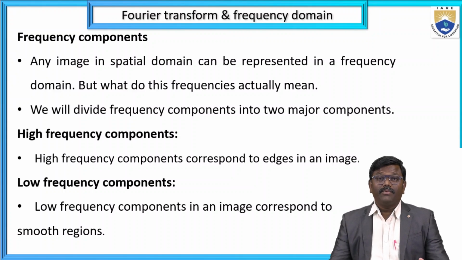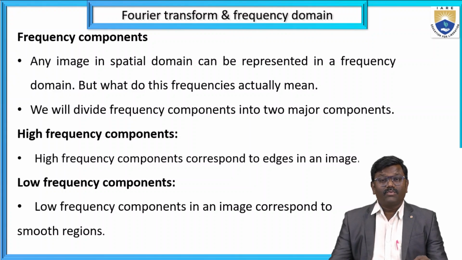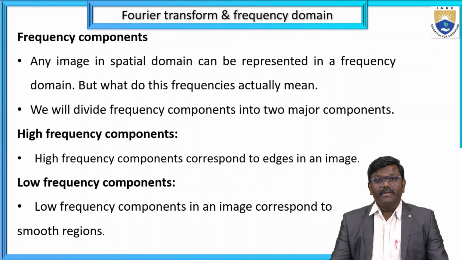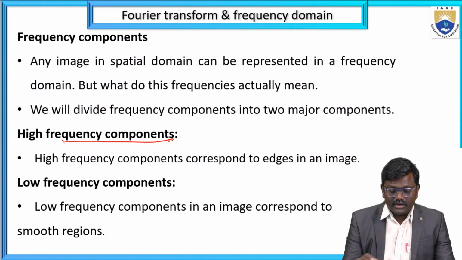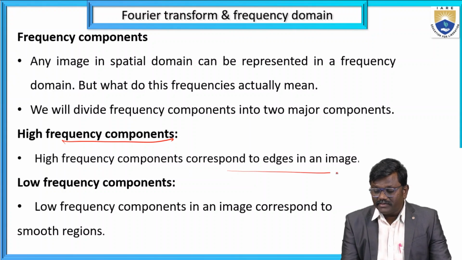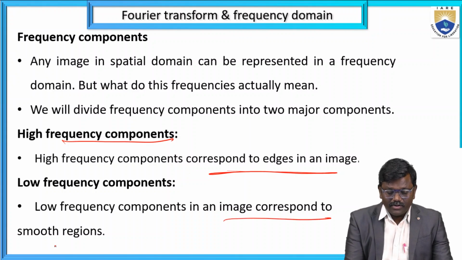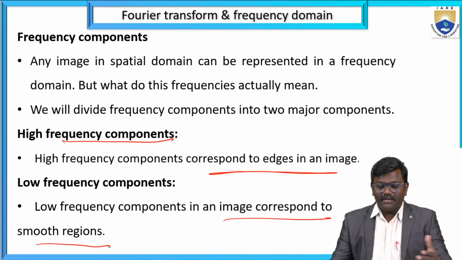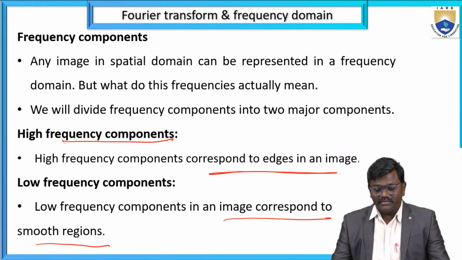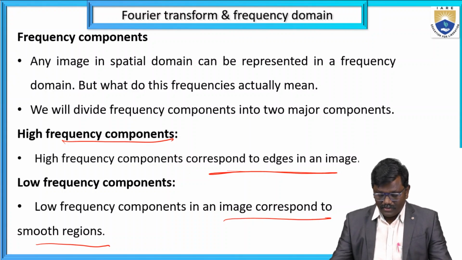So we have to understand about frequency components also. Any image in the spatial domain can be represented in the frequency domain, but what do these frequencies actually mean? We will divide frequency components into two major components. High frequency components correspond to edges in the image. Low frequency components correspond to the smooth regions in the image. That is the major difference between high frequency components and low frequency components.